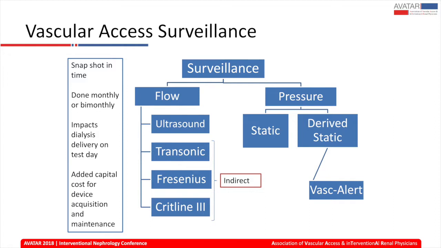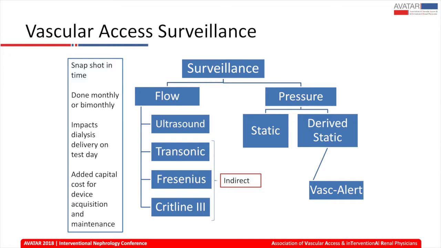Among the flow-based, there are different ways you can measure the flow. Most of the data has been on the dilution technique of different kinds, whether it's Transonic, or Fresenius with ionic dialysance, or hematocrit with the Crit-Line. The problem with flow-based is that it is not a continuous measurement; it is more of an intermittent measurement done at least monthly, sometimes bi-monthly, and sometimes once in 3 months.